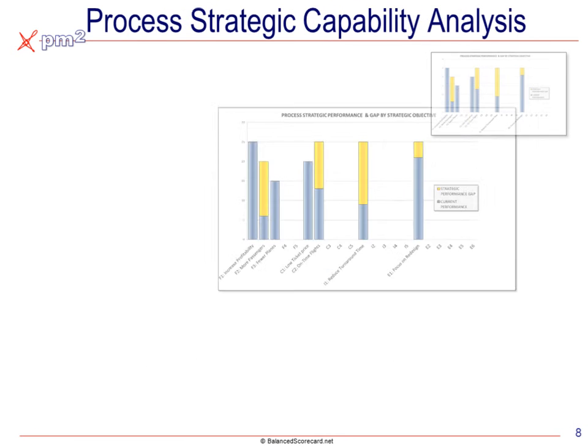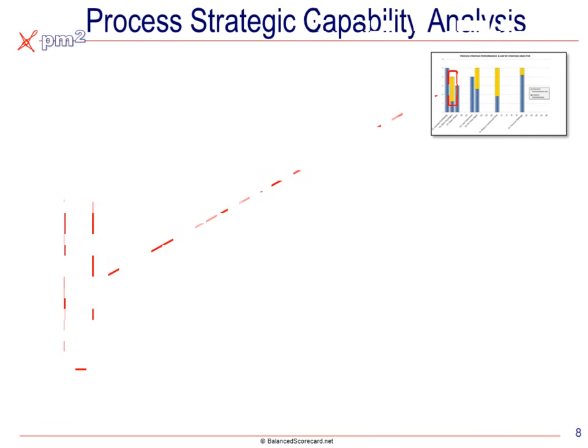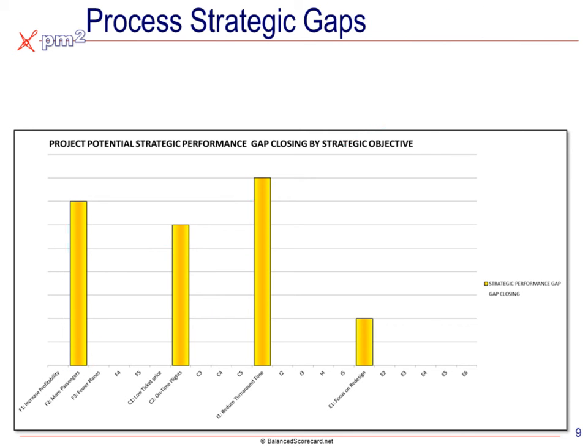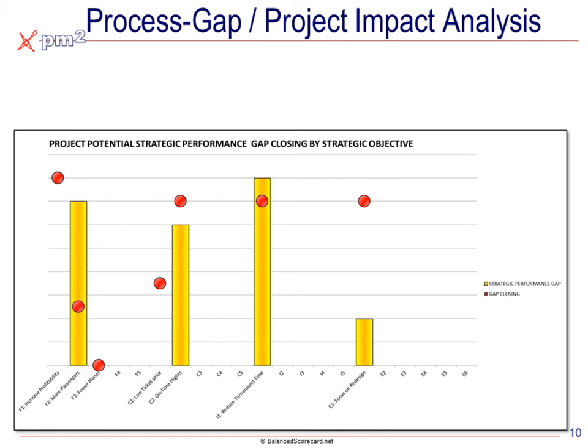Now, if we go back to the previous process support chart, what we should be able to do now is just focus on the gaps, the gold bars, and combine those two charts. Where do the gaps line up with our project investment? Now all of a sudden we see that misalignment.